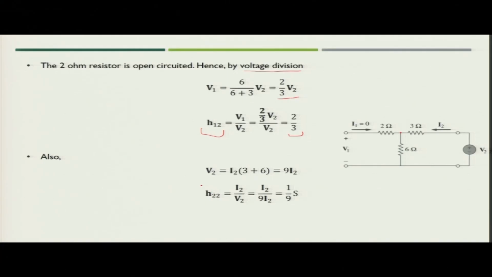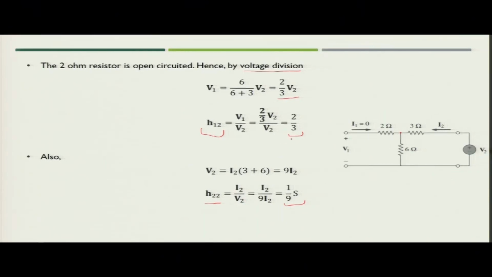Now, also you can say that V2 is equal to I2 into 3 plus 6, because V2 is applied across this, and there is no current flowing through the input port, that is I1 is equal to 0. So, you will say V2 is equal to I2 into 3 plus 6, that is 9 I2. So, you can simply find the value of H22, that is I2 upon V2, that is 1 by 9, and this value will be in Siemens, because this is a relationship between I2 and V2.